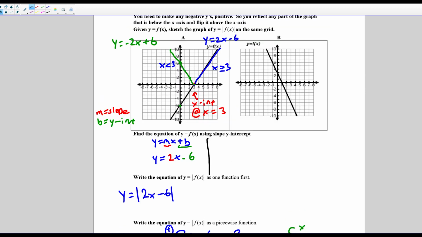So coming back up to graph B, you can pause the video and try out this graph on your own and try to graph the absolute value of graph B, and then unpause once you're done to check your work.